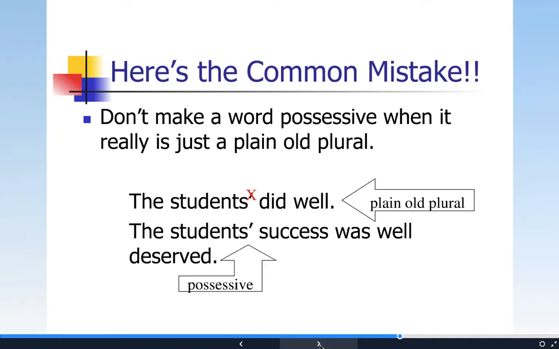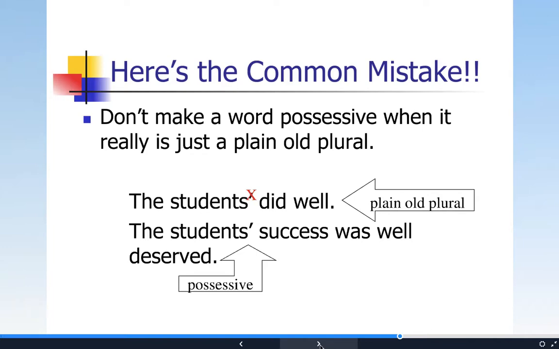Hopefully, you said students was a noun, and that's correct. And because it's a noun, you do not need an apostrophe. And the second sentence: the student's success was well deserved. Let's go ahead and look at students in the second sentence. What part of speech do you believe that is? Substitute, please hit pause on this video.